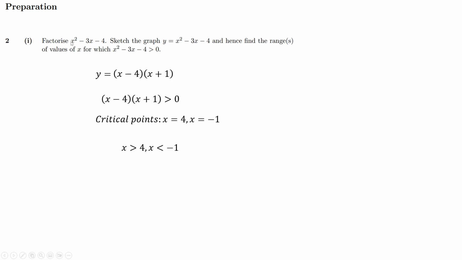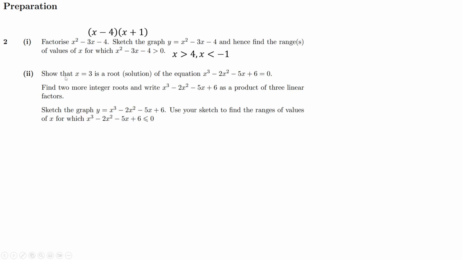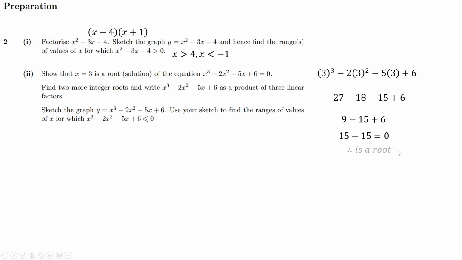Also, it's that because it's a positive quadratic. Anyways, show that x equals 3 is a root of this equation here. So, that means that when you plug in x equals 3, you should get 0, because it intersects the y-axis, right? So yeah, just plug in 3 and then just go through it, you'll get 0, therefore it is a root. If you've not seen this symbol before, it just means therefore.